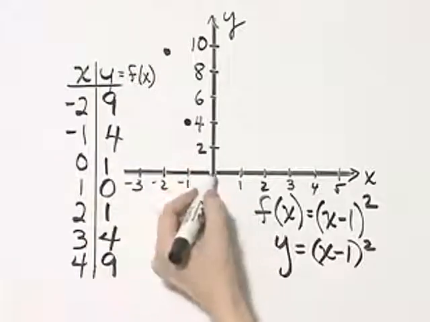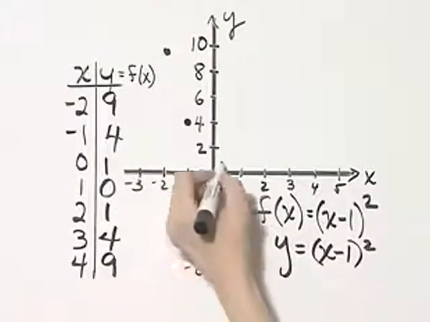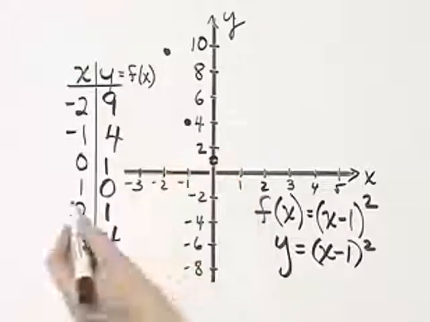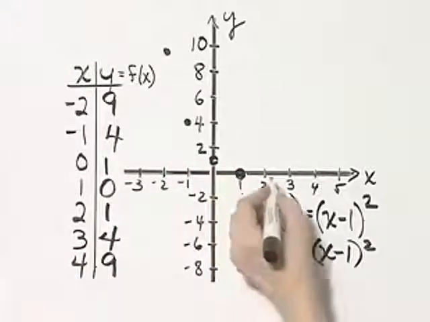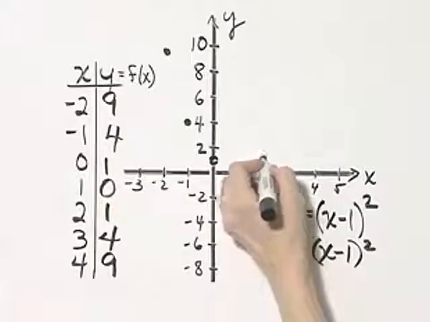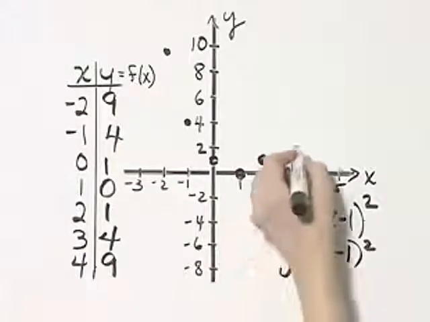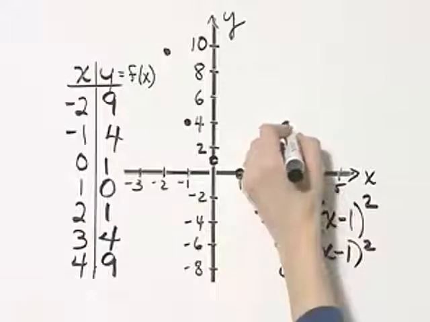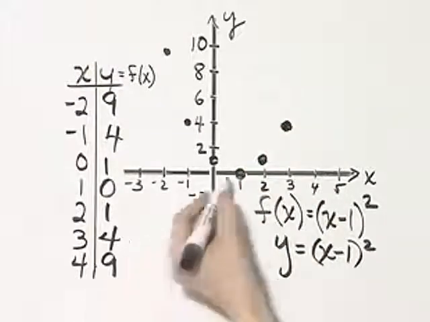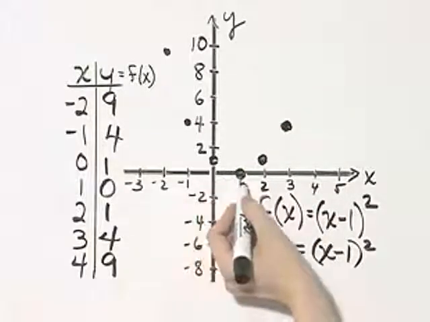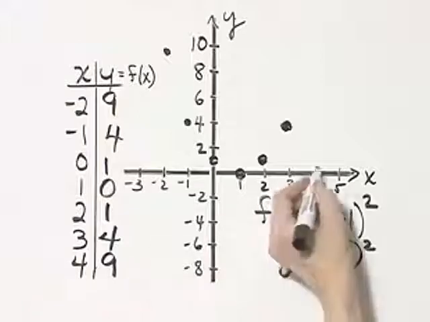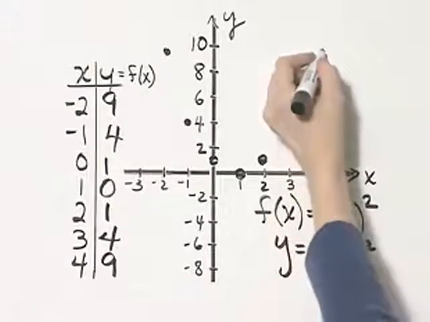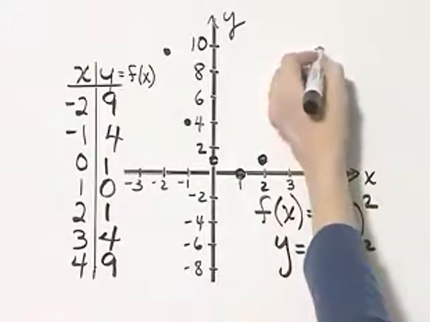0, 1, that's 0 left or right, 1 up. 1, 0, that's 1 to the right, 0 up or down. 2, 1. Then at 3, we have 1, 2, 3, 4. It will distort the shape of the graph a little bit since the tick marks stand for 1 unit this way and 2 units this way, but still we'll get a general idea of the shape. 4, 9, that's 4 to the right, and then 9 up.